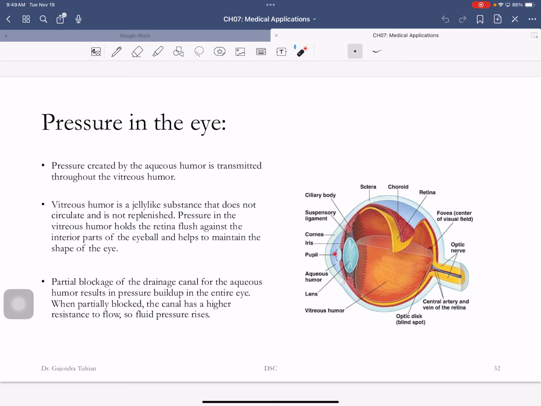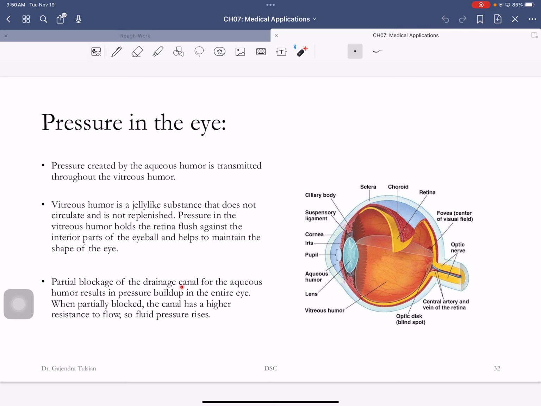Pressure created by the aqueous humor in the front chamber is transmitted throughout the vitreous humor. So this pushes on the vitreous humor, which exerts pressure on the retina. Vitreous humor is a jelly-like substance that does not circulate and is not replenished. Pressure in the vitreous humor holds the retina flush against the interior parts of the eyeball.